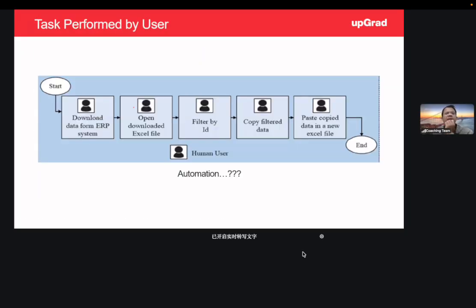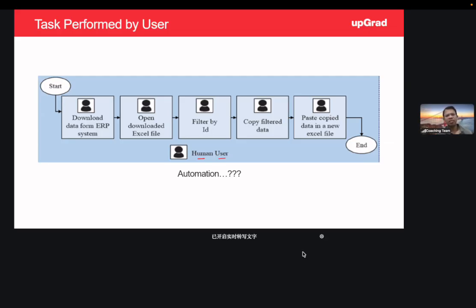Now consider this scenario. So this is a task to be performed. Downloading the data from ERP, opening the downloaded Excel file, put a filter, say by ID, filter the data by ID, copy the filtered data, and paste the data in a new Excel file. Right? Currently, this entire task is performed by a human.